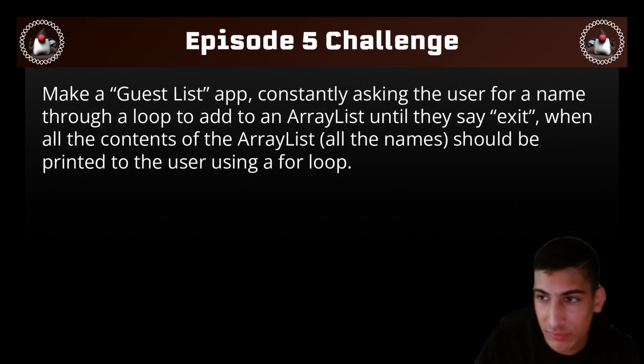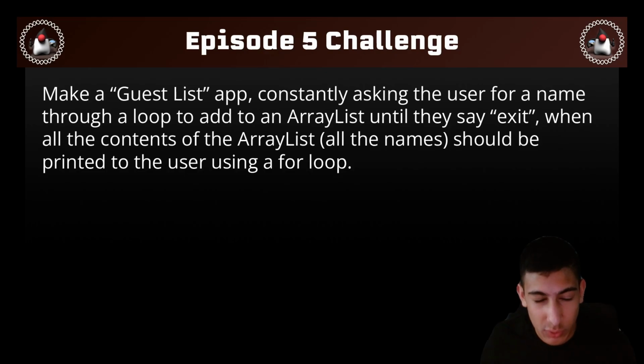So now let's cap off the episode with a challenge. So for this challenge, what you want to do is make a guest list app where you use a loop to constantly ask the user for a name to add to the guest list until they say exit. When done, all the contents of the guest list, which should be an array list, all the names in this case, should be printed to the user using that new type of for loop that we talked about earlier.